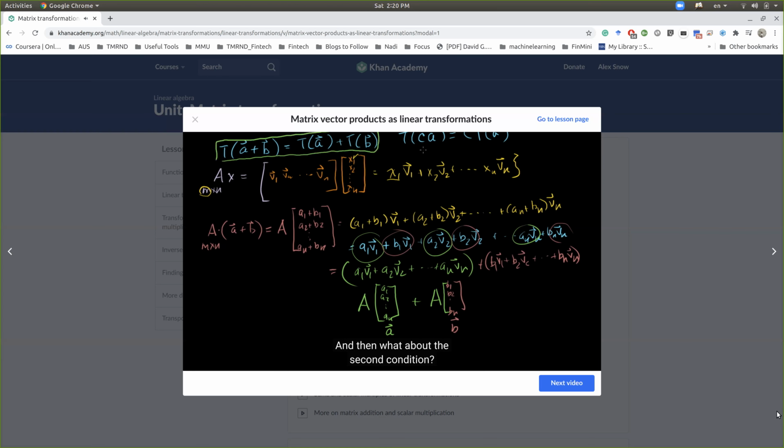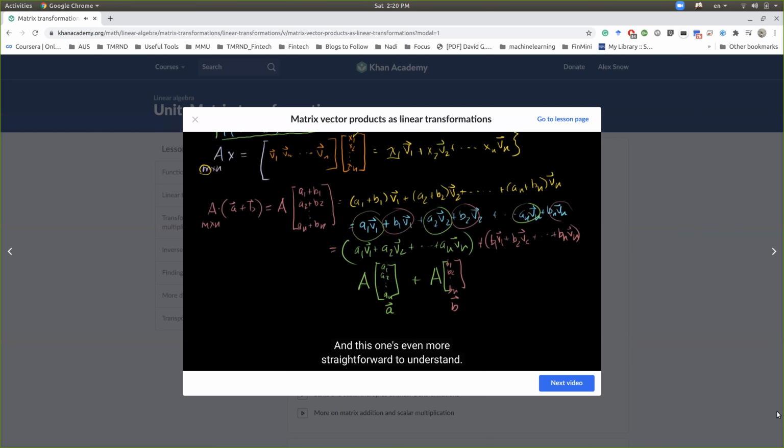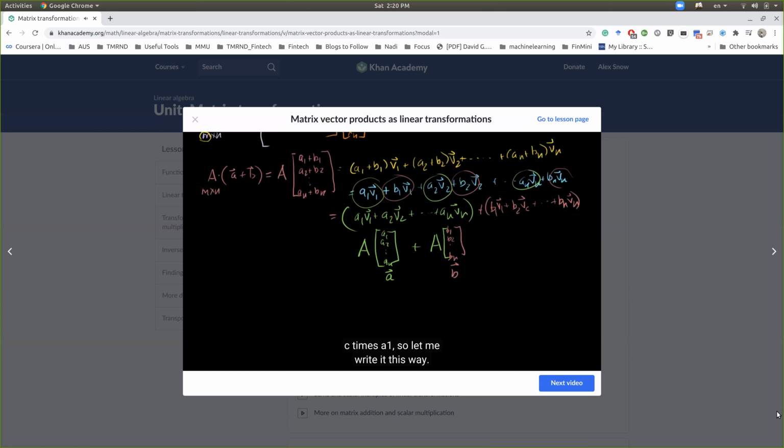And then what about the second condition? This one's even more straightforward to understand. Let me write the matrix capital A times the vector c times lowercase a, so I'm multiplying my vector times a scalar first. I can write my big matrix A, I've already labeled its columns, v1, v2, all the way to vn, that's my matrix A. And then what does c a look like?